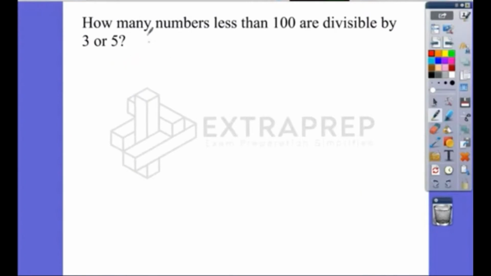There's a question here. How many numbers less than 100 are divisible by 3 or 5? See, there are many numbers divisible by 3 and divisible by 5. I'm saying or, it's not and. Okay, we have to check for numbers less than 100 which are divisible by 3 or 5. Okay, let's see. I'll give you a minute to think about it and answer it, and then I'll solve it for you. How many numbers less than 100 are divisible by 3 or 5?